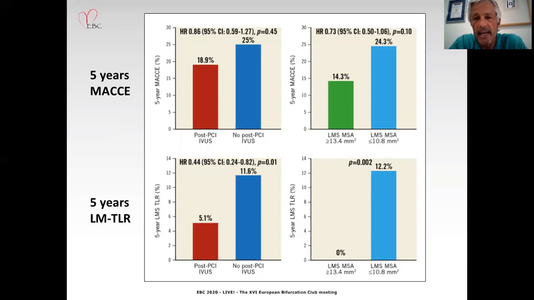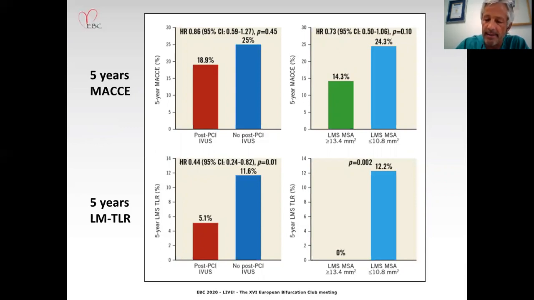On the right-hand side of the slide, we see the same analysis as in EXCEL, the comparison between the lower and the upper tertiles for minimum stent area. And here, the difference in MACE rates at 5 years is very close to significance, a strong trend for lower event rates in the larger MSA group. But for TLR, the difference is dramatic: 0% TLR in the group with the larger areas for the stents compared to 12.2% in the group with the smaller stent areas.